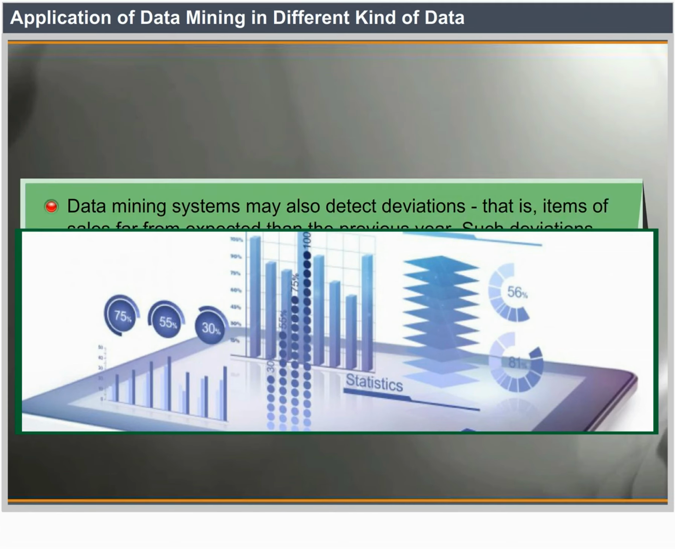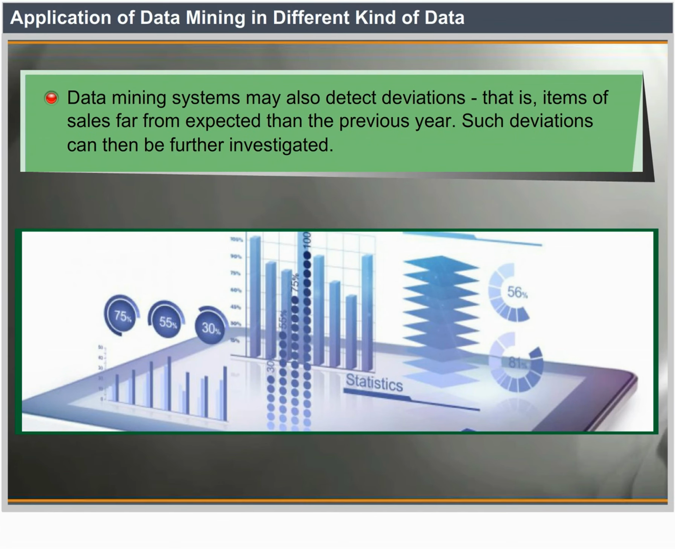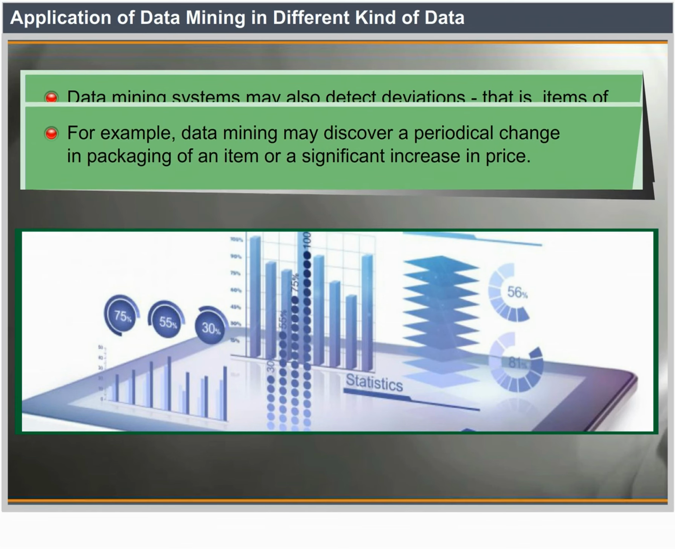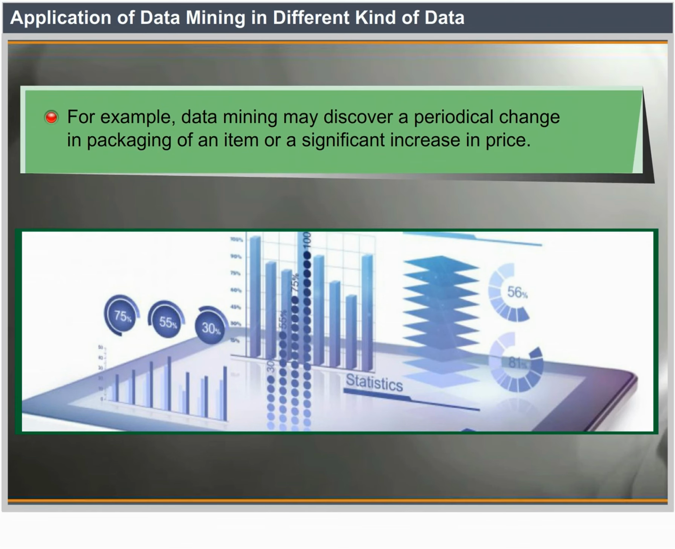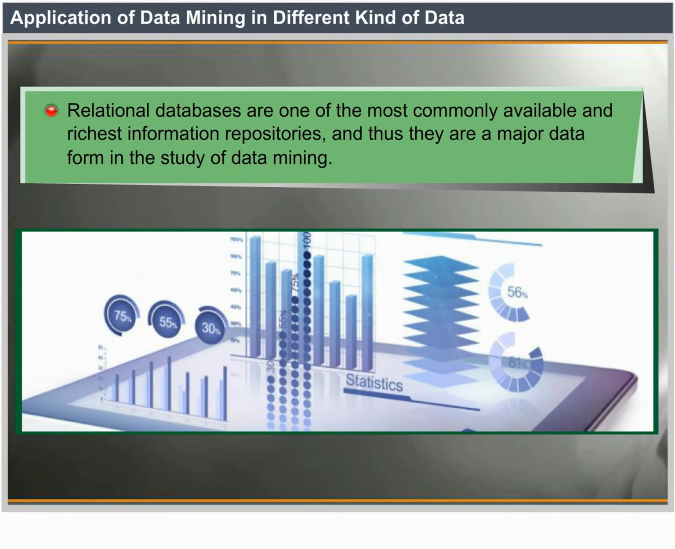Data mining systems may also detect deviations, that is, items with sales that are far from those expected in comparison with the previous year. Such deviations can then be further investigated. For example, data mining may discover that there has been a change in packaging of an item or a significant increase in price. Relational databases are one of the most commonly available and richest information repositories, and thus they are a major data form in the study of data mining.